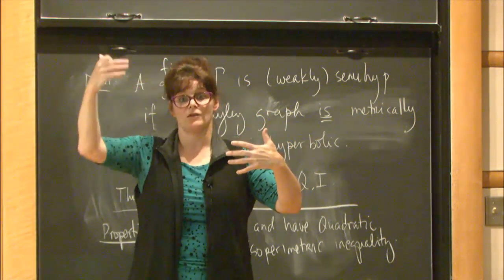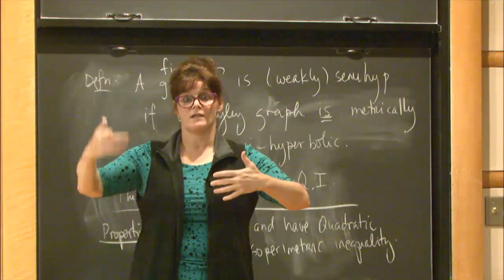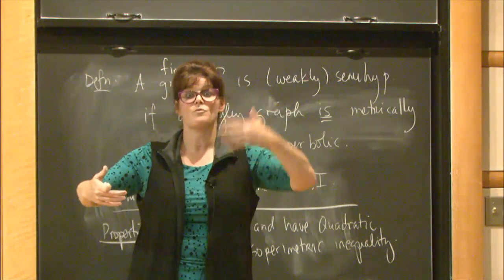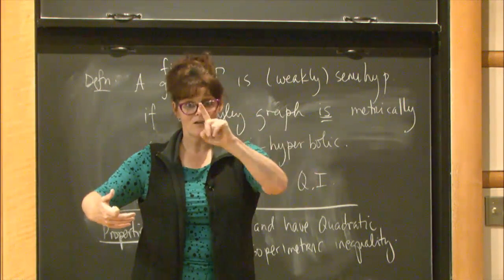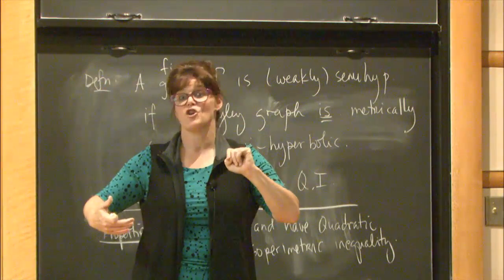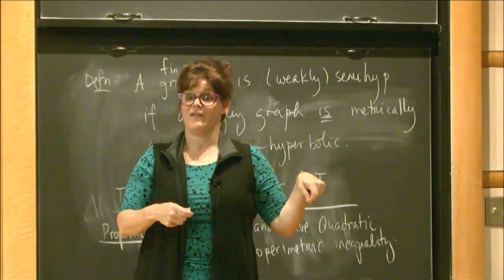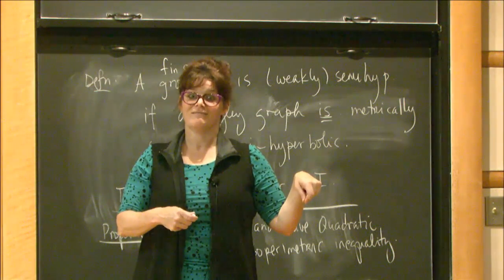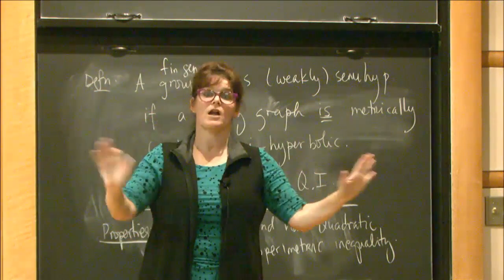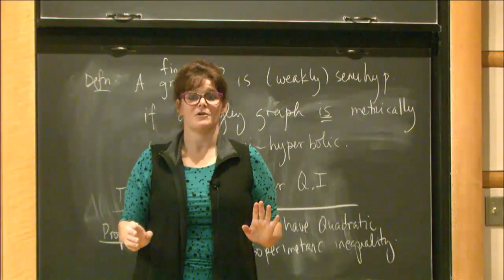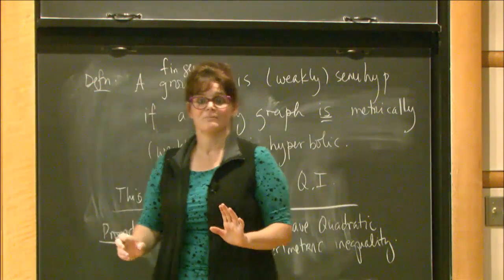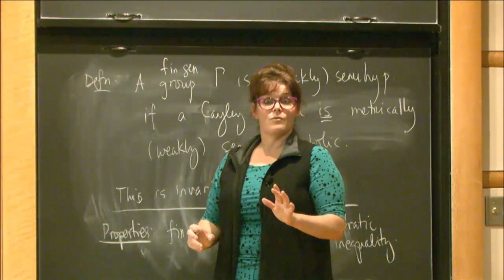This space is CAT(0). This group is quasi-isometric to this space, but this group is not, as a metric space. Its Cayley graph is not a CAT(0) space. Its Cayley graph is the integer lattice. That's not contractible. Right? So it's totally not meant to be preserved under quasi-isometry. Does that make sense?